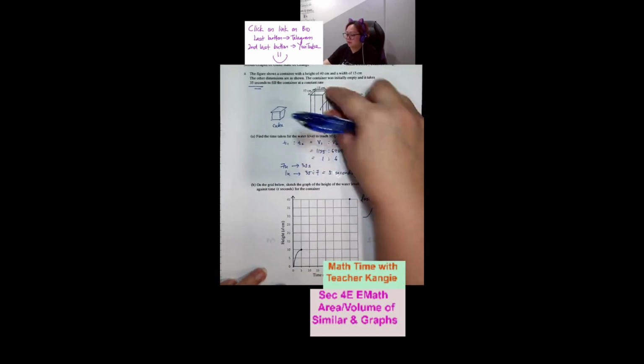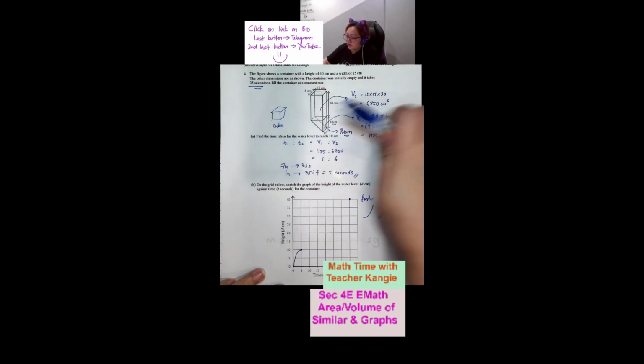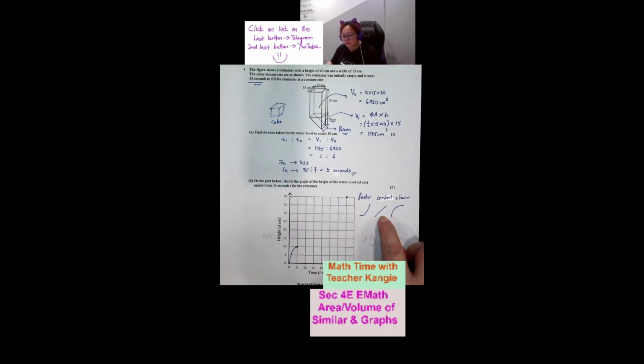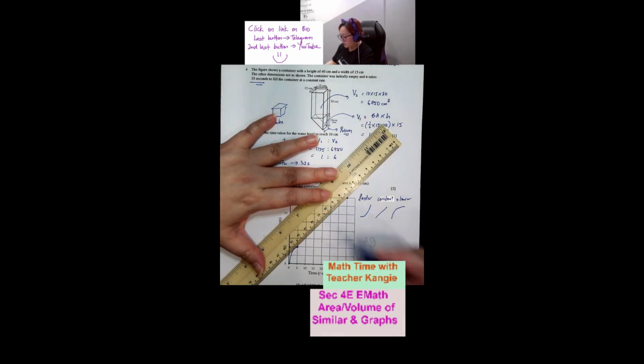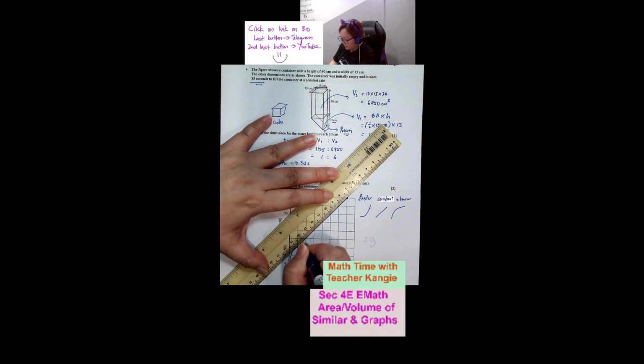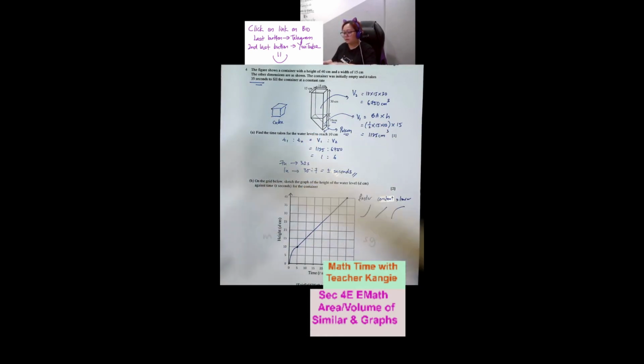Then from here to here, because this is a cuboid, you can see that from here filled up to here is constant already, because the shape is the same, right? So in this case it will be constant, which is a straight line, and therefore you will draw from here to here, just draw a straight line. Yes, constant, correct. That's all. So that's how you draw.